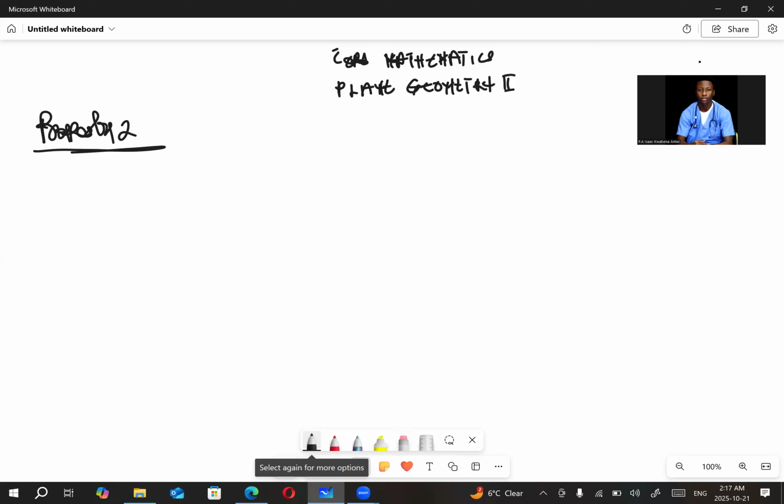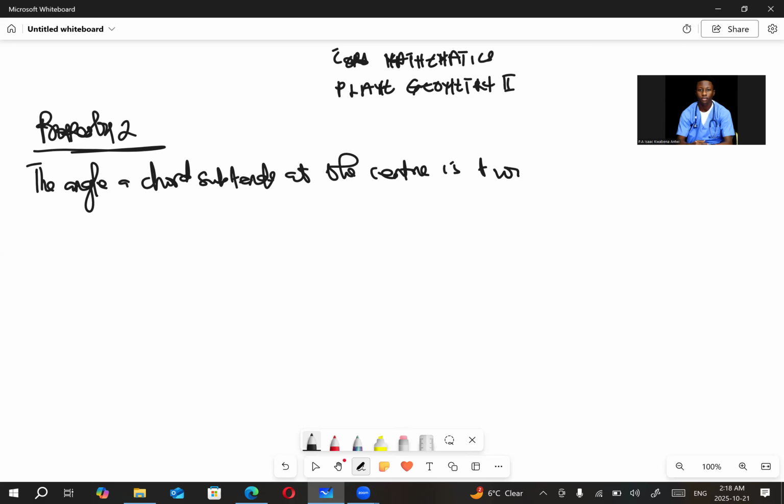All right. Property 2. So let's write: the angle a chord subtends at the center is twice the angle it subtends at the circumference.